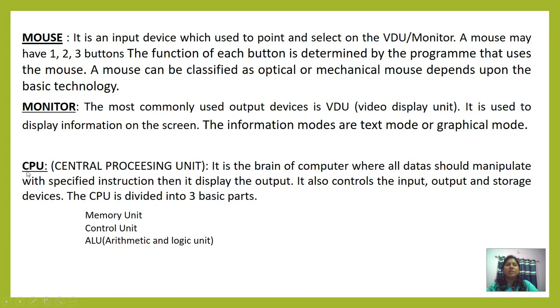Then the CPU part is there. CPU means central processing unit. It is the brain of the computer where all data is manipulated with specified instructions, and then it displays the output. It also controls the input, output and storage devices. The CPU section is divided into 3 basic parts: memory unit, control unit and arithmetic and logic unit.